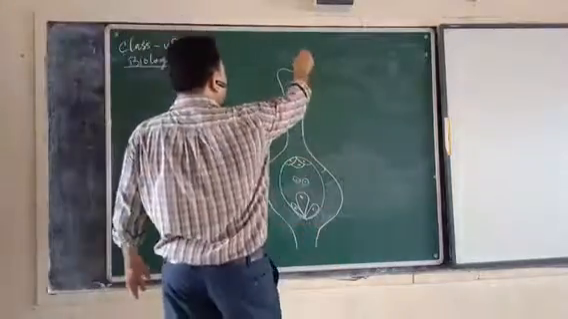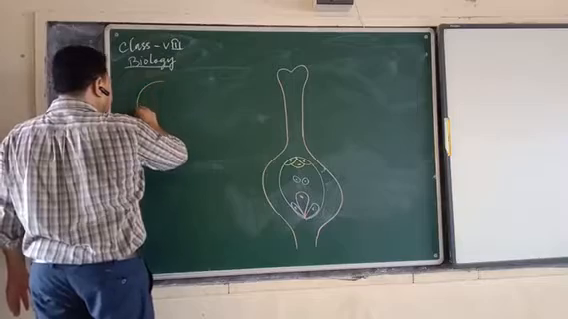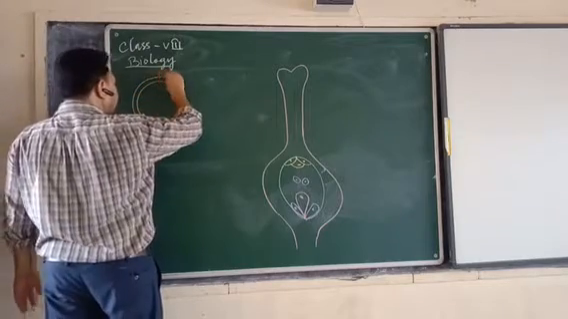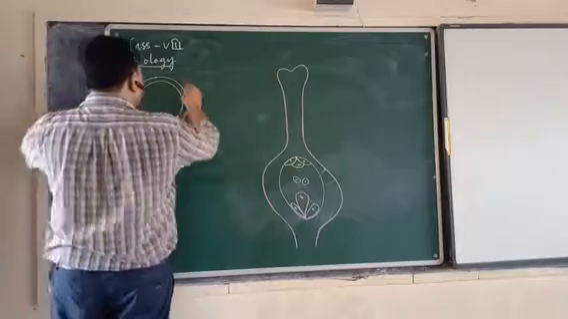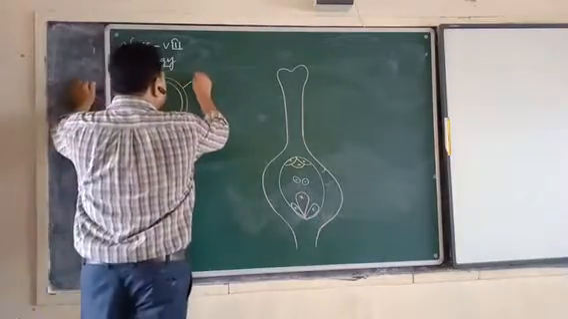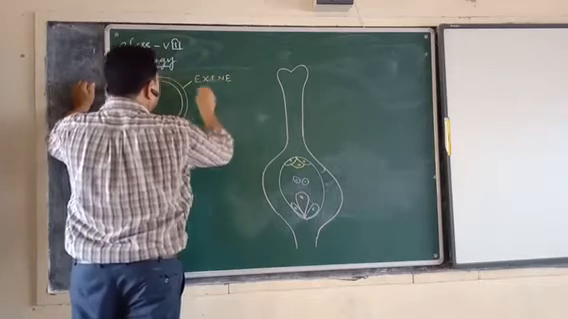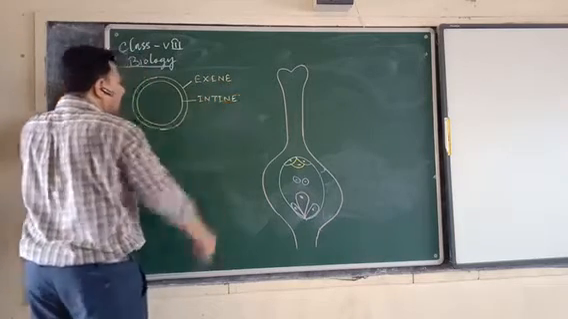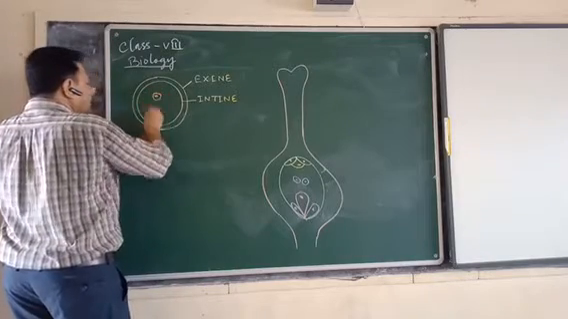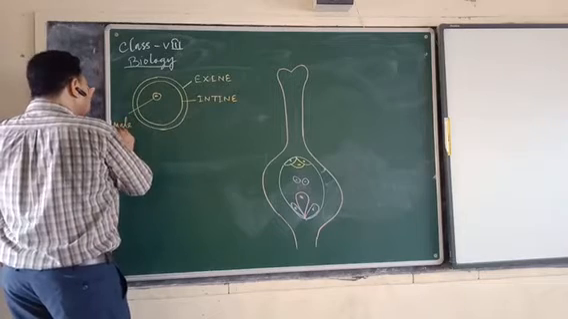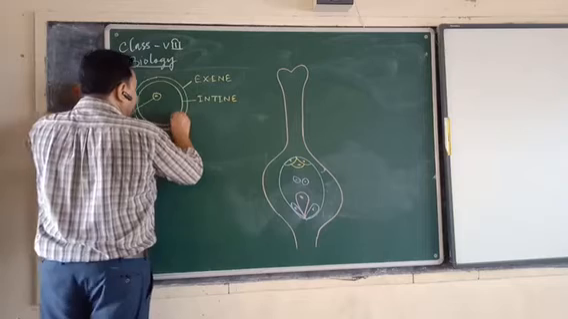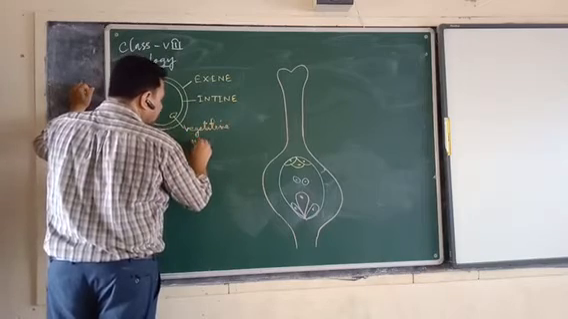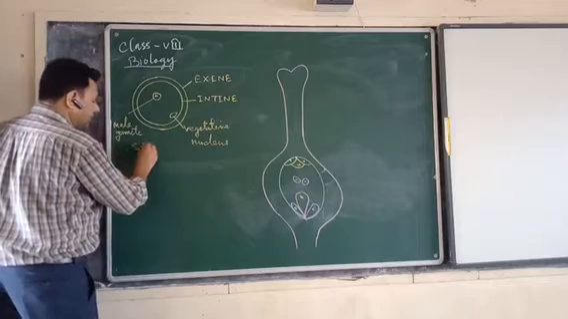Now, this is the pollen grain. Its upper layer is called exine. The inner layer is known as intine. And there are two nuclei: one that is known as the male gamete, and one that is known as the vegetative nucleus. This is the structure of the pollen grain.